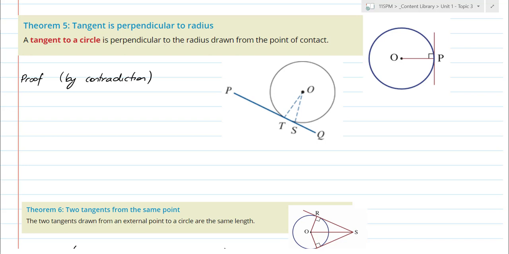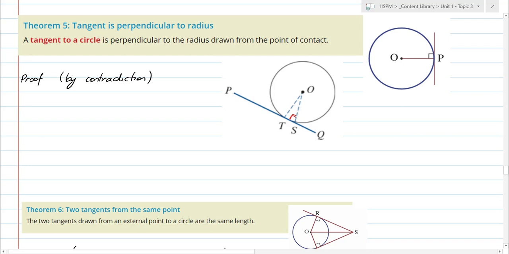And we're going to do that by a proof by contradiction. So a proof by contradiction starts by assuming that the negated statement is true, and that is that T is not a right angle. So that point where it touches, T, is not where the right angle is. So instead we assume that there is some other point that creates a right angle there.